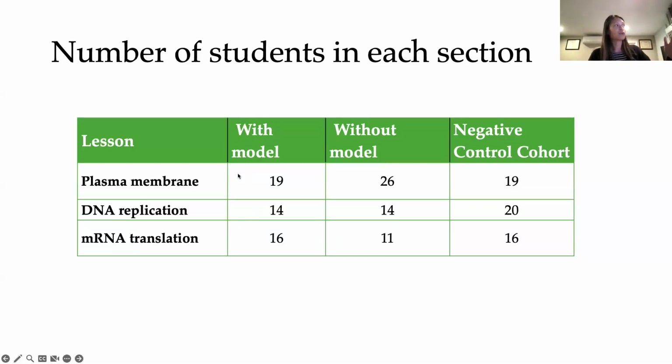And as we move towards the end of the course, so this is the beginning of the course, mRNA translation happens more towards the later end of the course, we start to get some withdrawals as well. So we do see fewer students answering these assessment questions.